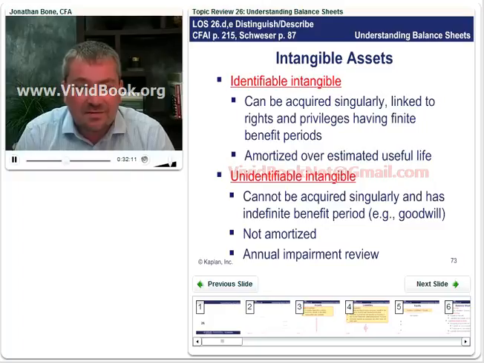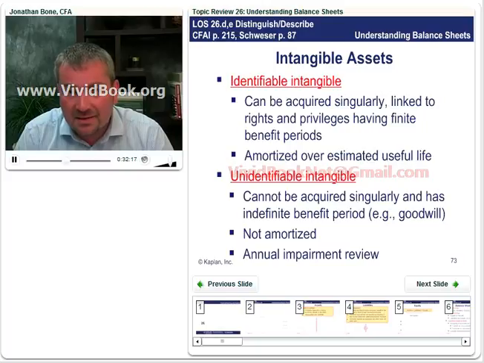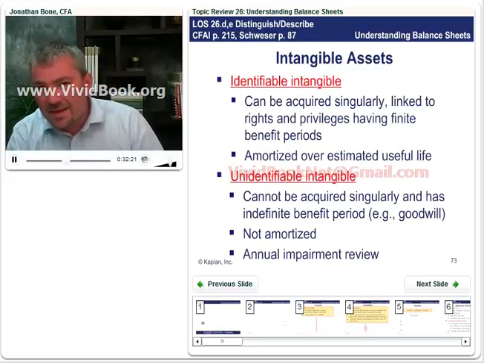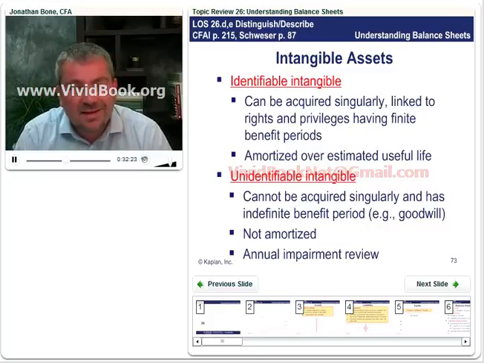Now, typically, of course, that agreement would have a finite life, so the identifiable intangible would be recorded at cost, what you paid for it, and that would then be amortized over its useful economic life. Unidentifiable intangibles you cannot separately purchase. Now, the classic example of this is going to be goodwill.